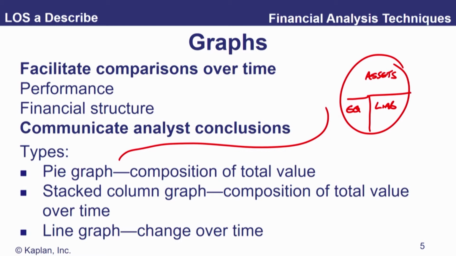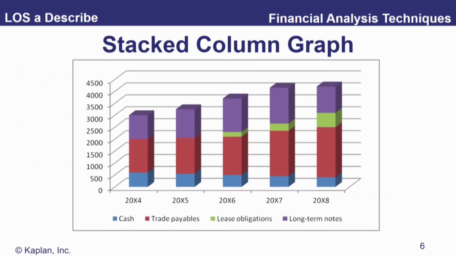Stacked column graph does essentially the same thing, but we're going to look at composition of total value over time. And a line graph, it's easier to see changes over time. So let's have a look at a stacked column graph.